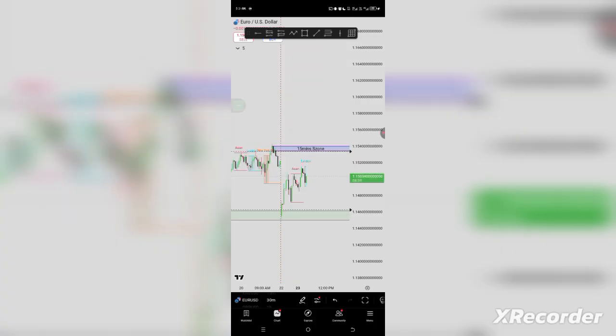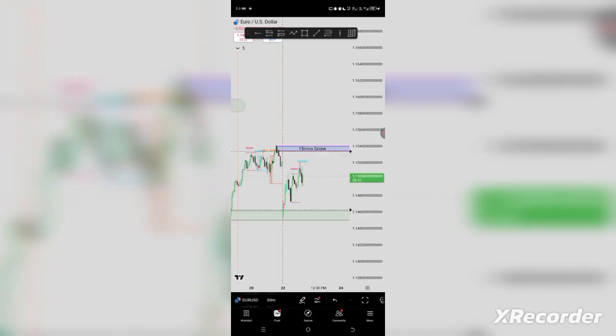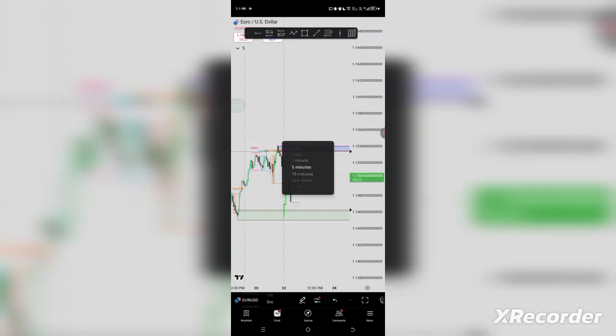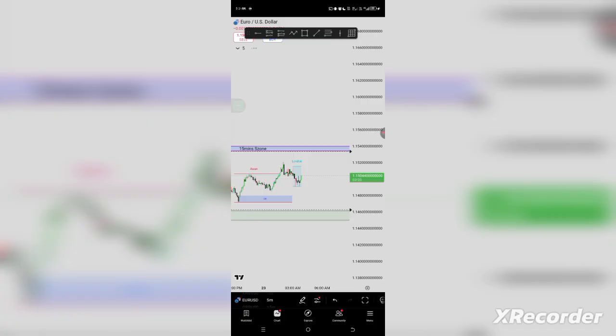Okay, so that's my supply zone. I already set my alerts on both. Whichever gets triggered first, I'll just come back to my 5 minutes or 1 minute and look for a trend change.